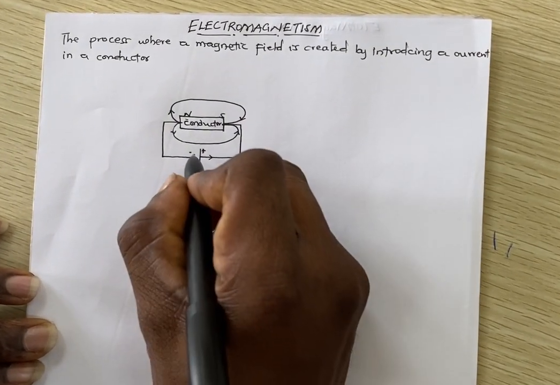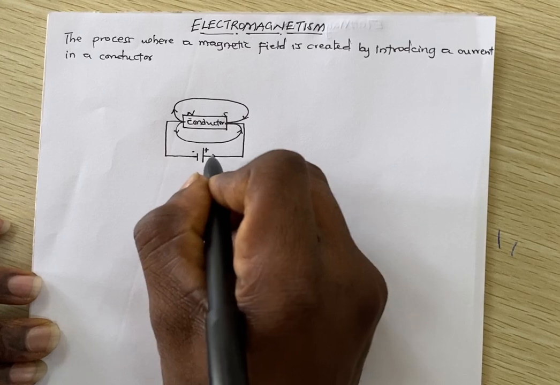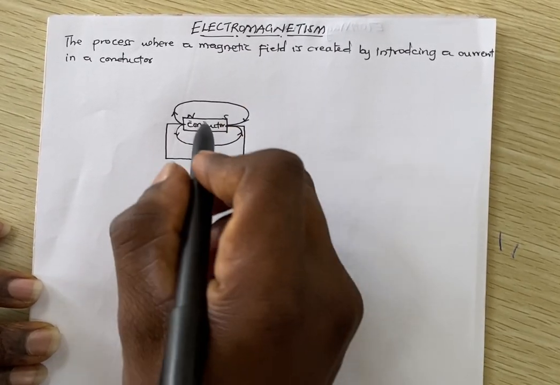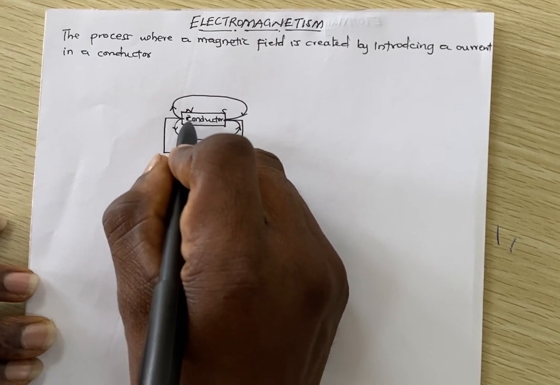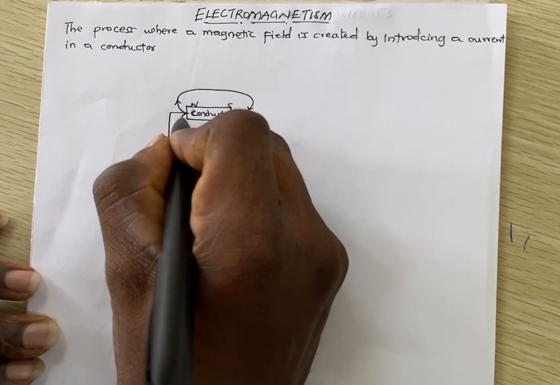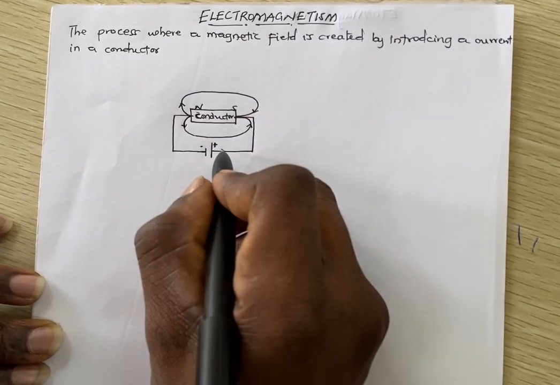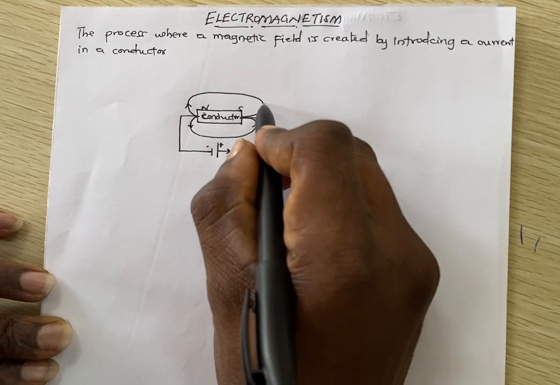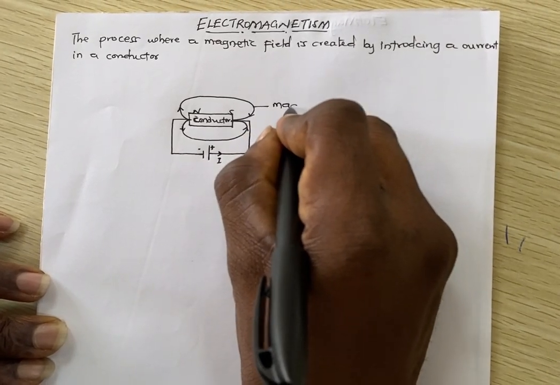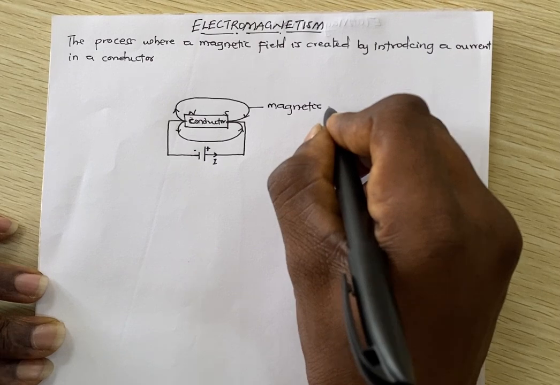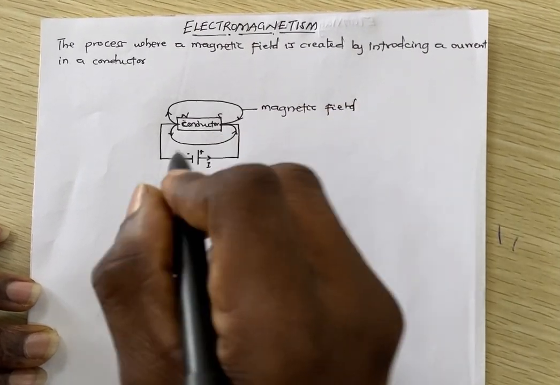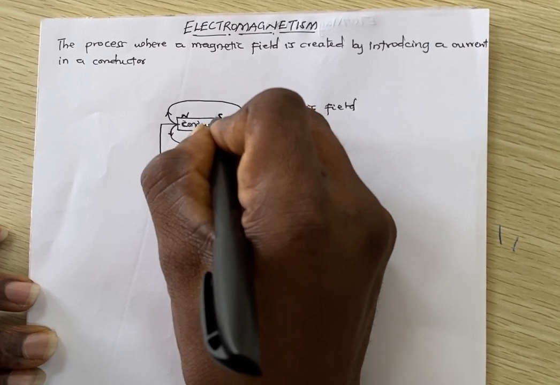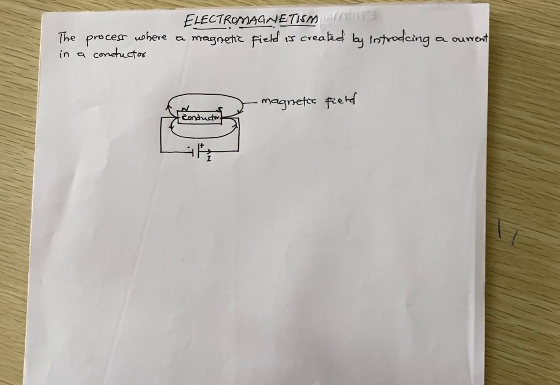So if we have this voltage source, which would have a current flowing in this direction, and it gets to this particular conductor, we would have a certain field generated around this conductor due to the current which passes through the conductor, and this is called the magnetic field, which moves from the north to the south pole of a magnet, right?